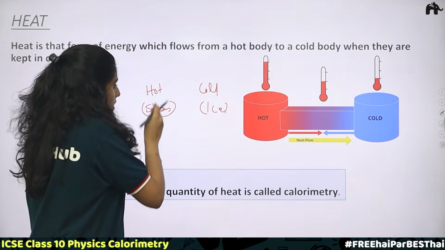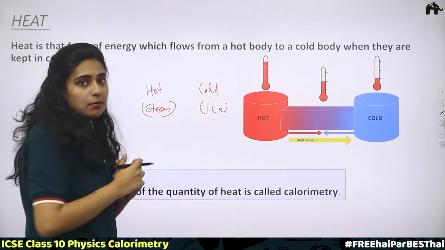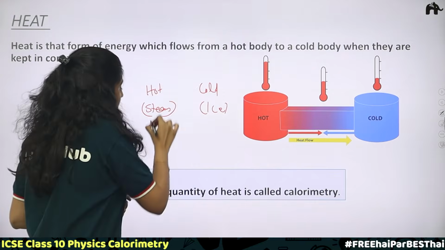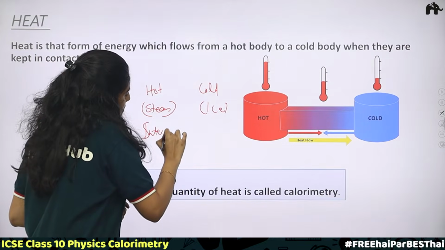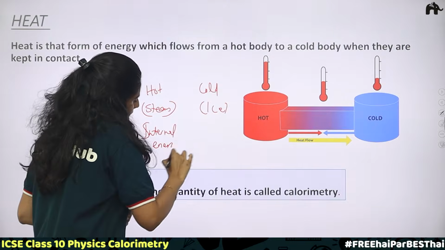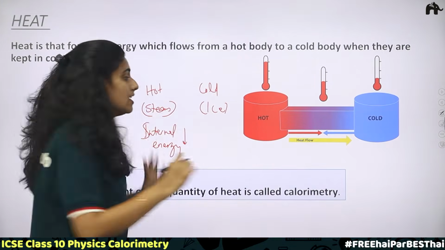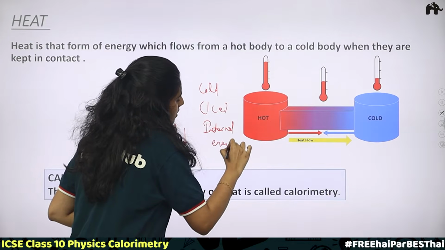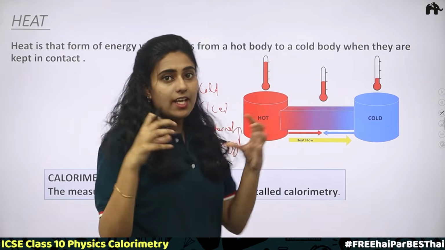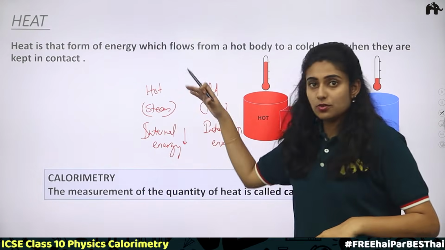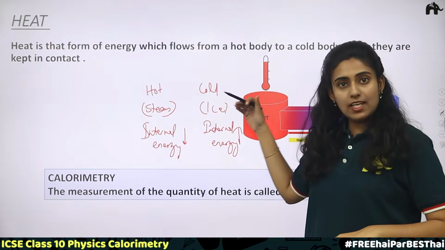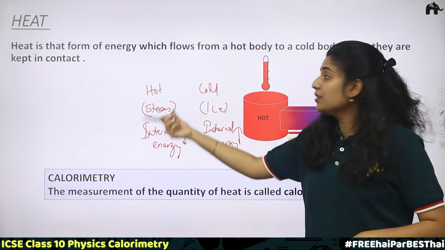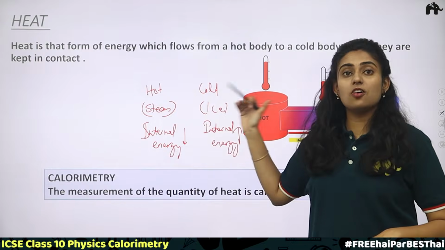Now, when heat flows, that is, when these two bodies are kept in contact, what happens is this internal energy will flow. That is, the internal energy of the hot body will decrease and the internal energy of the cold body will increase. When they are kept in contact, internal energy of the hot body is going to decrease and that of the cold body will increase. So, there is some energy transfer happening and the energy which is getting transferred from the hot body to the cold body is called heat.